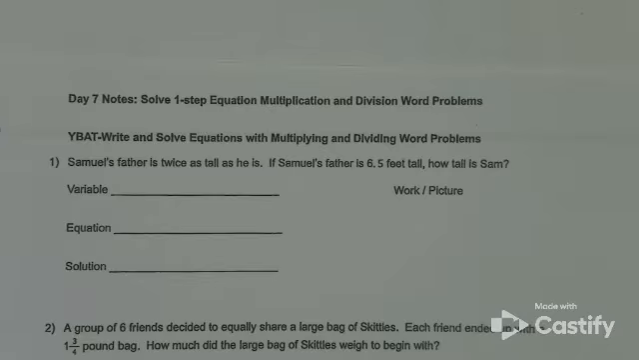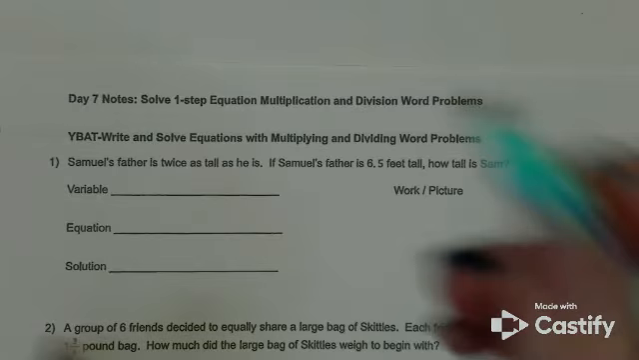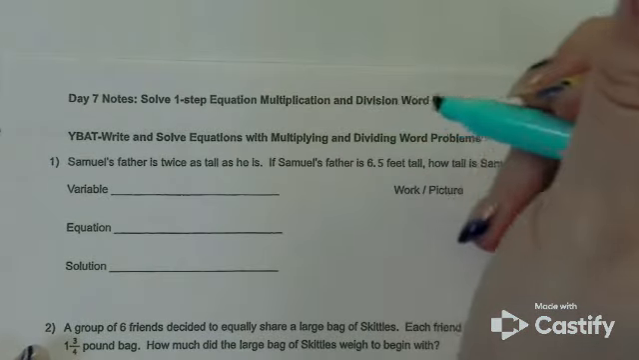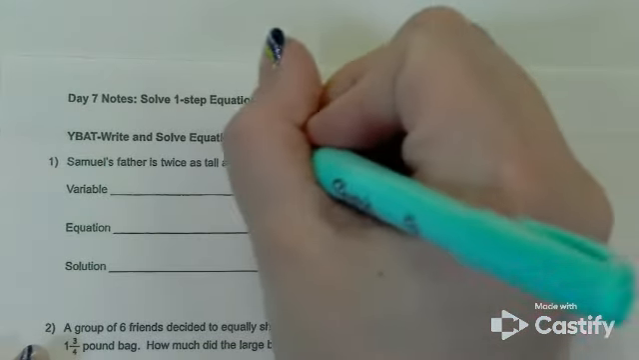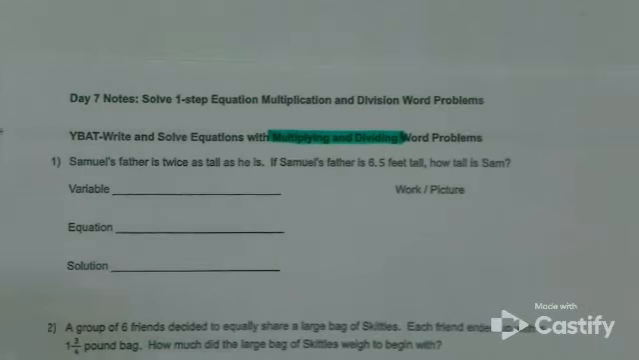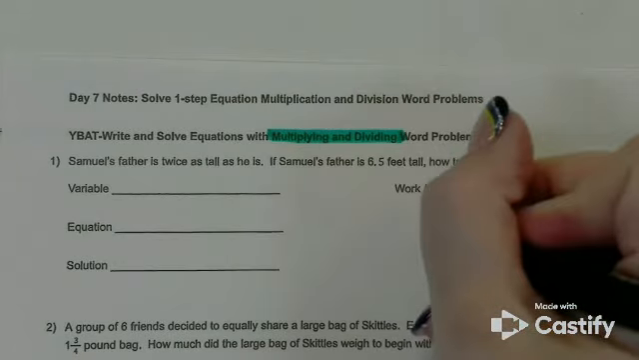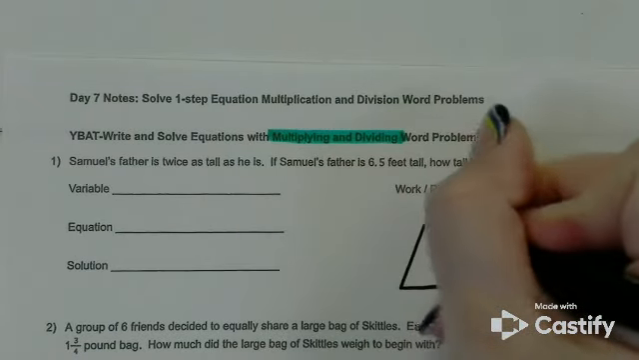Today we are going to be doing something similar to what we did last Wednesday. We're going to be solving one-step equation word problems, but this time we are going to be multiplying and dividing. Now, the rules with how we do this are very similar to what we did last week. So we're still setting up our triangle. That isn't changing.